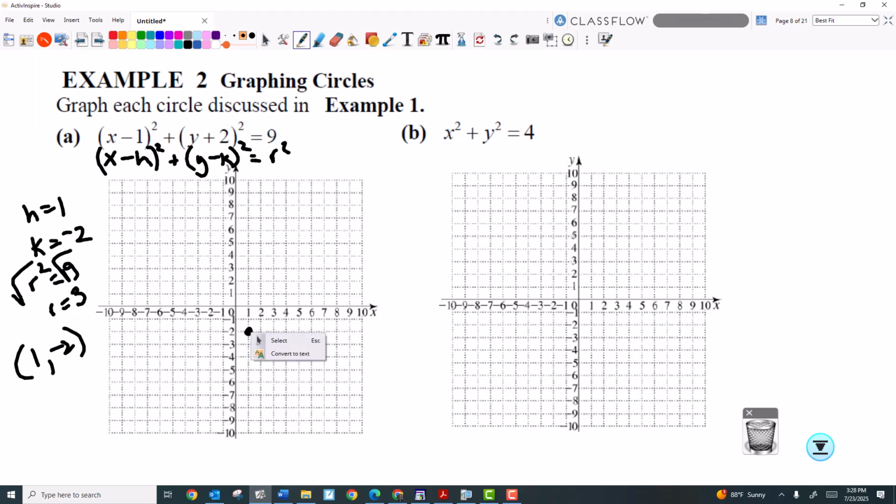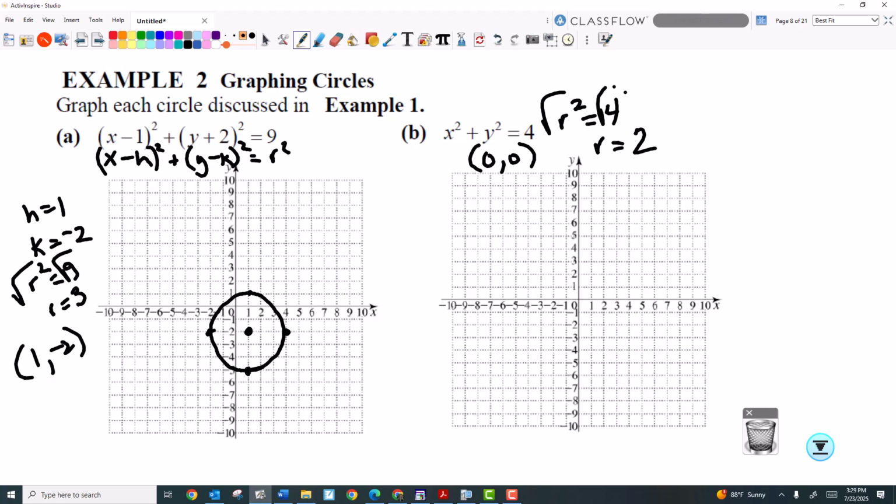So I just go out 3, 1, 2, 3, in every direction. 1, 2, 3, 1, 2, 3, 1, 2, 3, and then that's a circle, sorry. And then this is the one that the center is at 0, 0, and r squared equals 4. So if r squared is 4, then r is 2. So 0, 0, and you go out 2 in every direction.